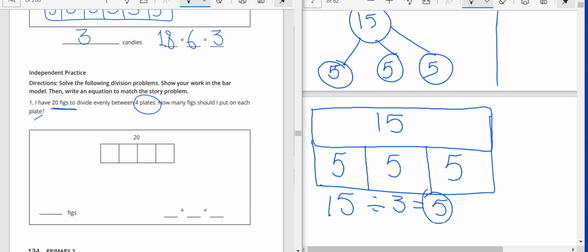Okay, so we have 20 and we want to divide it into 4 equal parts. Each part will get what? How many? So the equation will be 20 divided by 4 equals what? From timetable, what times 4 equals 20? Yes, 4 times 5 equals 20. So 20 divided by 4 equals 5 figs. So each plate will contain 5 figs. Here, each part will contain 5 figs.